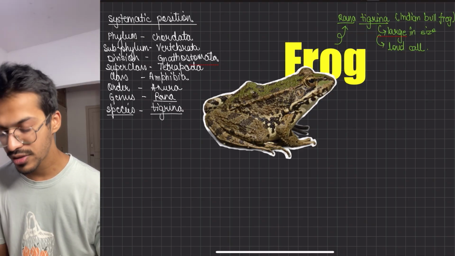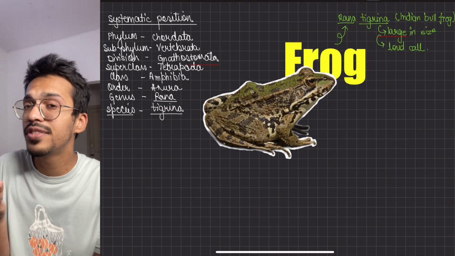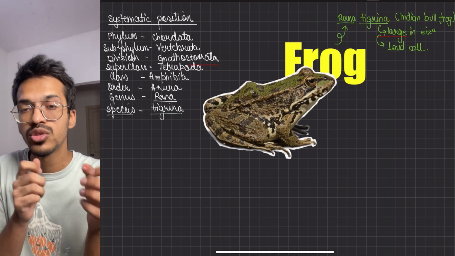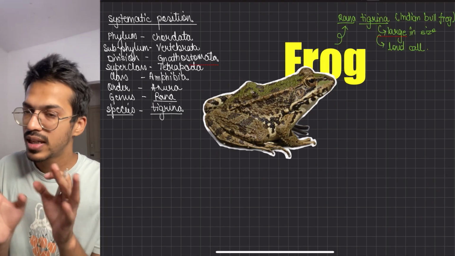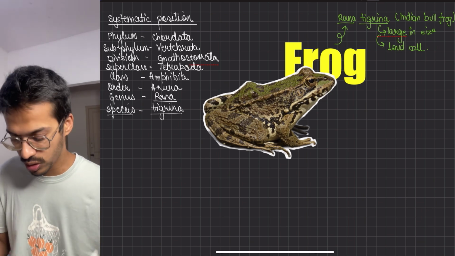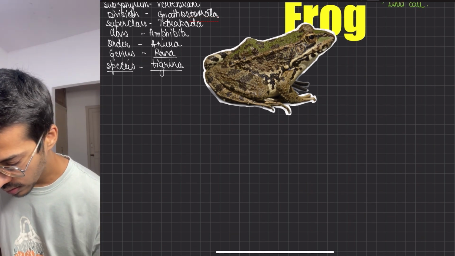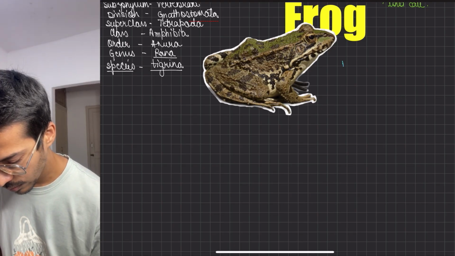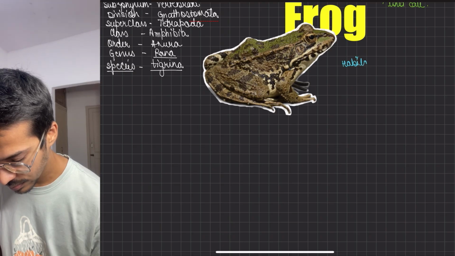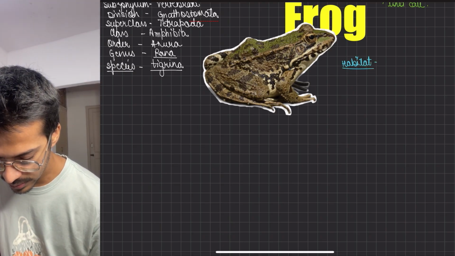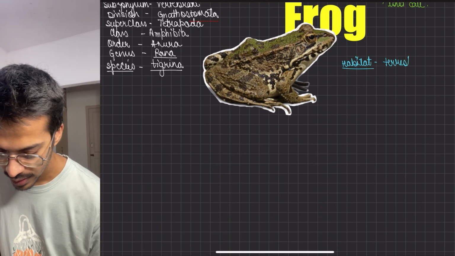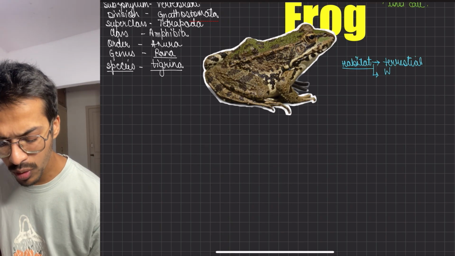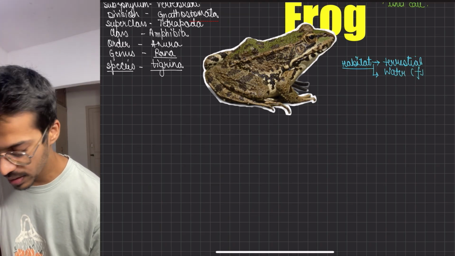Okay, now let's talk about its habitat. Now it is an amphibian, meaning it has a dual habitat. The name itself comes from it. So it is terrestrial as well as aquatic, and the life is also accordingly. So the next thing is habitat, that is terrestrial, that is on land and water. And which type of water? Fresh water, not marine water.